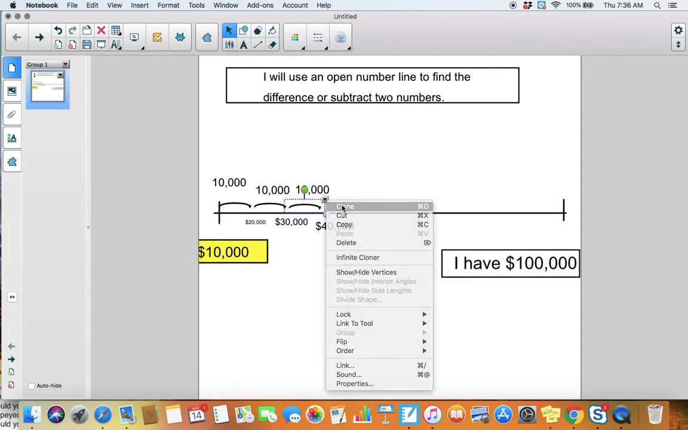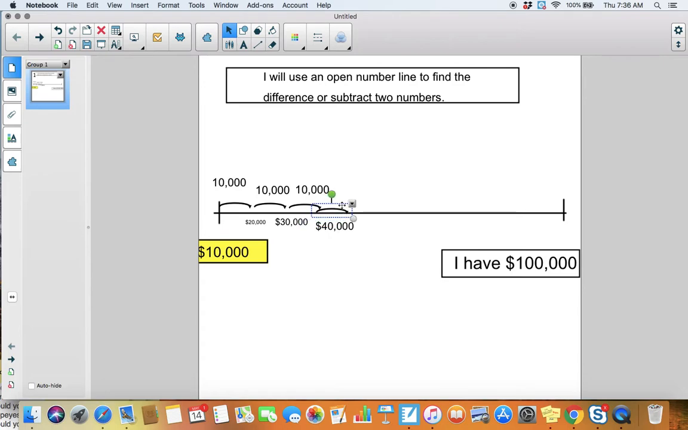I'm making all of these little arches, these hops, the same size, moving these over so I don't get confused or make a mistake. It's really easy to make a mistake. That brings me to 50,000. Okay, and that's the fourth jump. That's the fourth 10,000. That's 40,000.